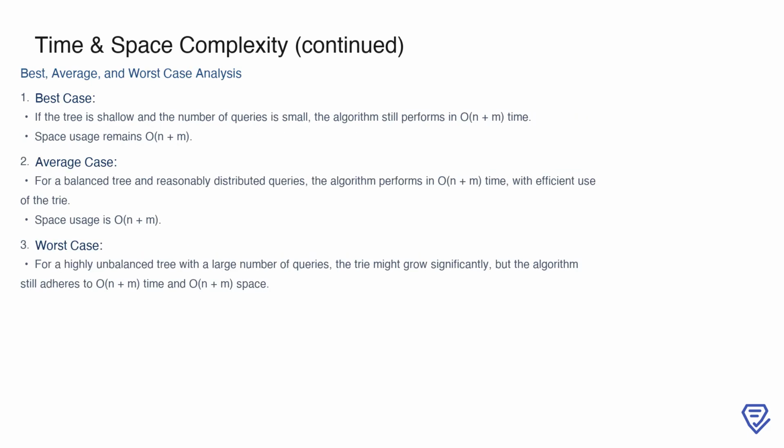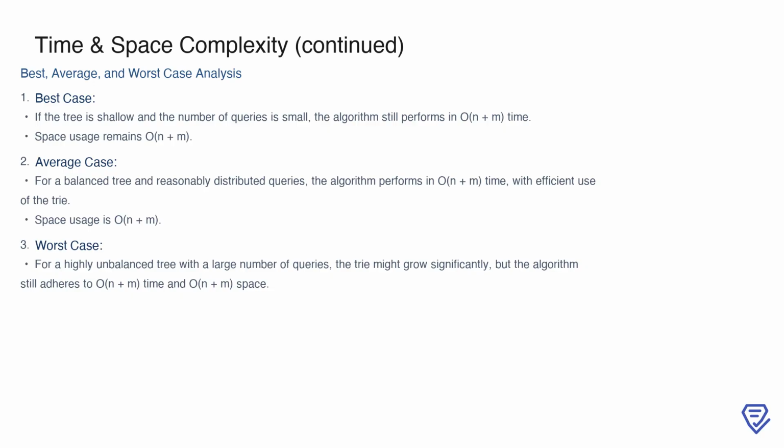Let's now analyze the algorithm across different scenarios: best, average, and worst cases. In the best case, where the tree is shallow and the number of queries is small, the algorithm operates in O(n plus m) time and uses O(n plus m) space. In the average case, with a balanced tree and queries evenly distributed across the nodes, the algorithm still performs in O(n plus m) time. The trie structure is used efficiently, keeping the space complexity at O(n plus m).